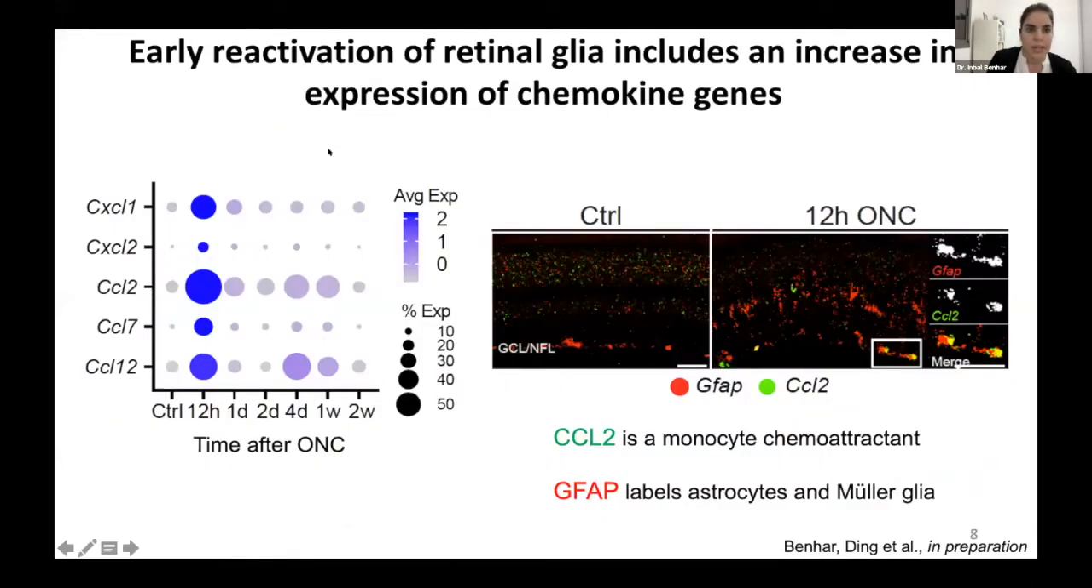So the earliest signals that we found in the tissue after injury were of resident glial reactivation. This includes astrocytes and Mueller glia. And in astrocytes, this activation response also included the upregulation of genes encoding chemokines that call in neutrophils and monocytes into the tissue, which is actually the next event in line. So you can see here by FISH, expression of CCL2, a monocyte chemoattractant, by astrocytes in the inner retina at this 12-hour time point. So it looks like this activation signal early after injury works to facilitate the ensuing immune response.